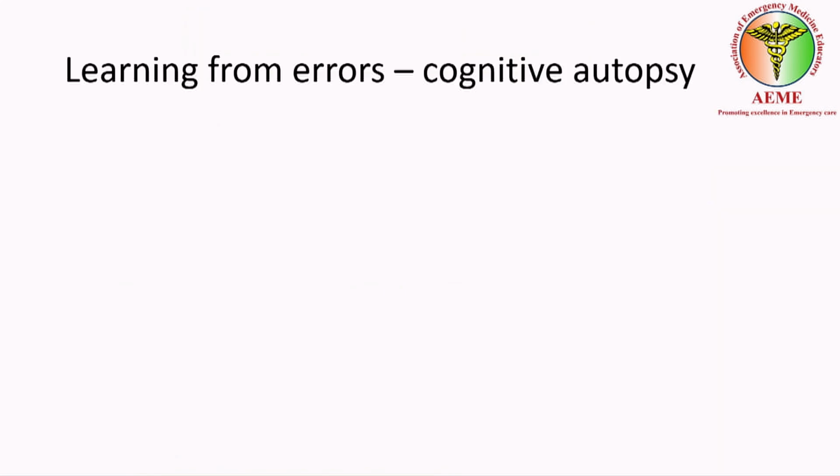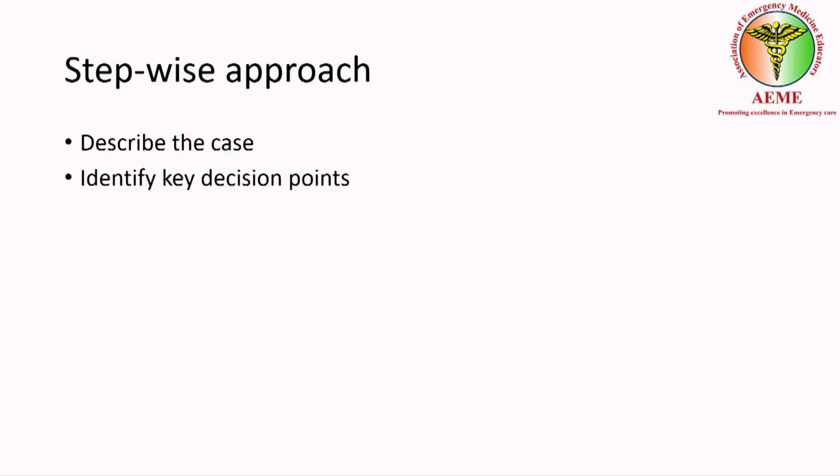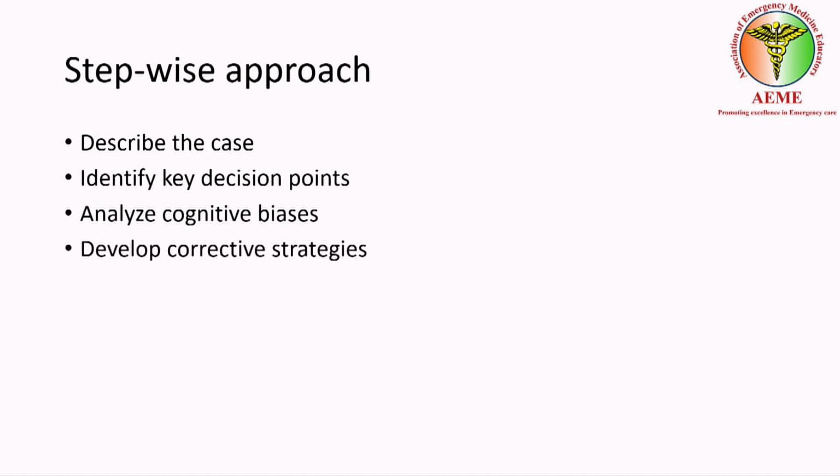So how do we learn from these errors? That is where we apply the cognitive autopsy. It's simple. We do an in-depth analysis of the case. You have to encourage reflection to understand their clinical reasoning and decision making through the participation of all the clinicians. It's a stepwise approach. First step, you describe the case. Next, you identify what the key decision points were. Once you've identified those, you analyze what cognitive biases were in play. And then you develop corresponding corrective strategies.